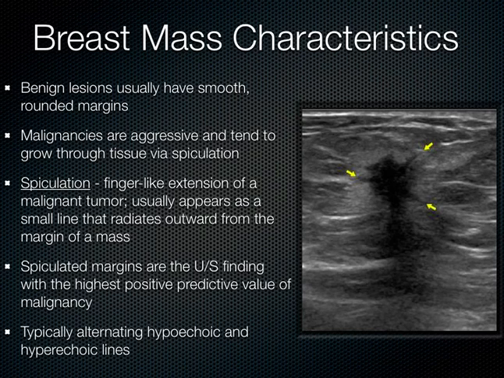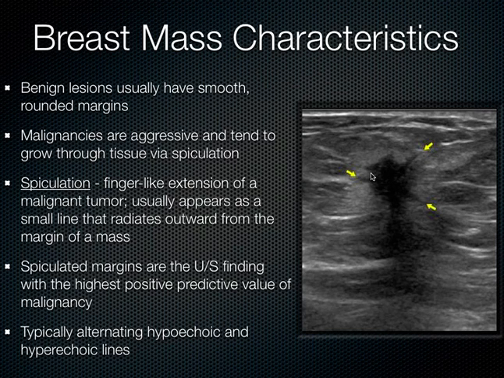Now, the various characteristics that help us differentiate something benign from something malignant, we're going to go through many of these just briefly here. And if you look at the margins of the mass, a benign lesion has a nice, smooth, rounded margin, whereas malignancies tend to grow through tissue layers through something called spiculation. Spiculation are finger-like extensions of the malignant tumor. It looks like a little kind of small line that's going outward from the mass.